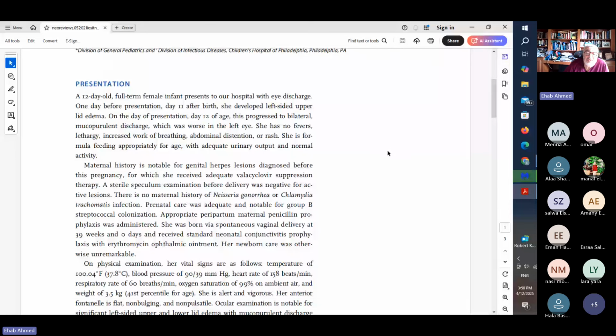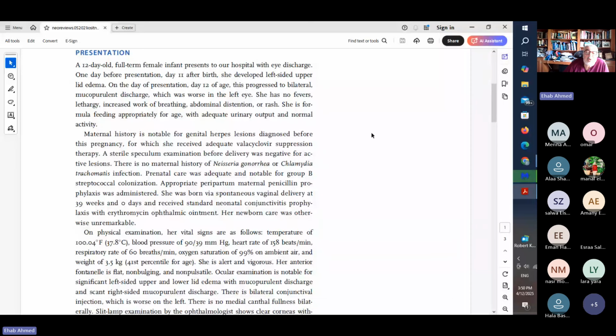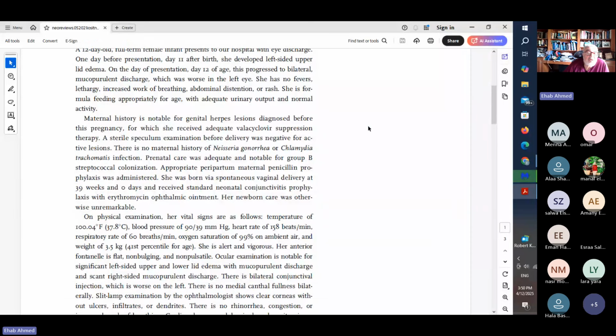She had no fevers. You should rule out systemic manifestations because it could be part of a systemic infection: lethargy, increased work of breathing, abdominal distension or rash. She is feeding well, formula, with adequate urine output, well hydrated, and normal activity.